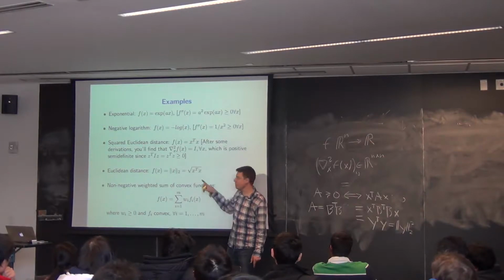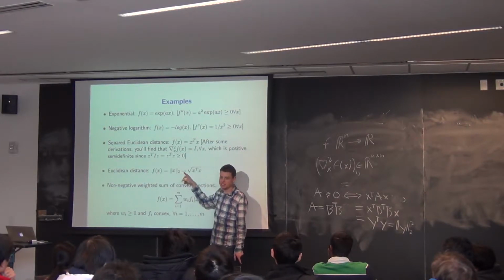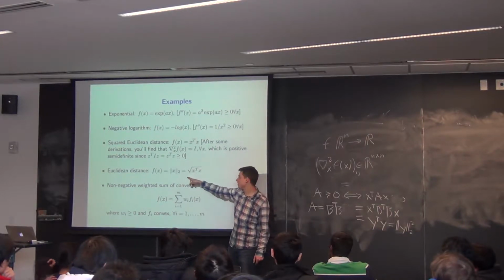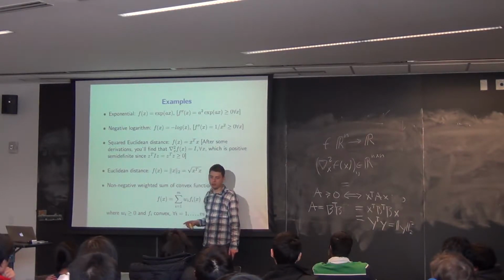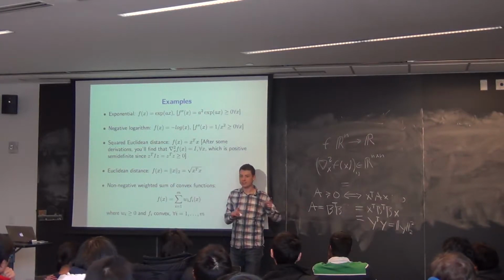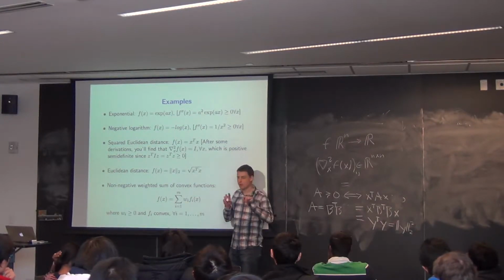Euclidean distance. So even without the square, this is actually also convex. This one's much harder to show. Essentially, it follows from properties of distance functions, like the triangle inequality for distance functions corresponds very quickly to the direct properties of convexity.